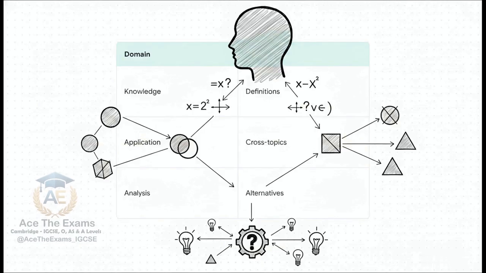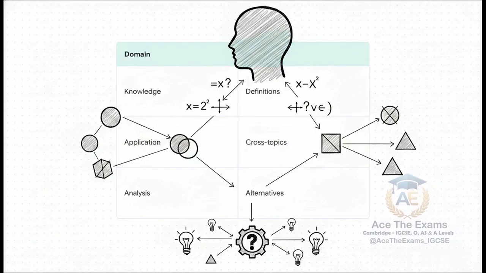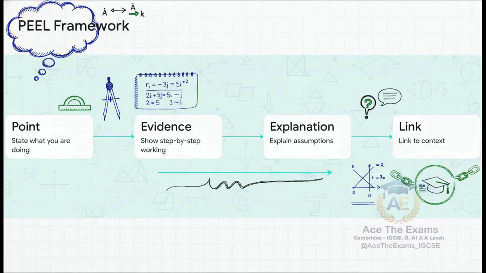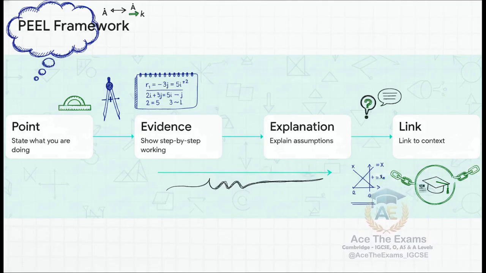You need to be able to evaluate alternative methods, choose the most efficient one, and logically justify your mathematical steps to the person grading your paper. So you might be wondering, how do you consistently hit those higher cognitive domains under extreme time pressure? Well, you use the PEEL framework.